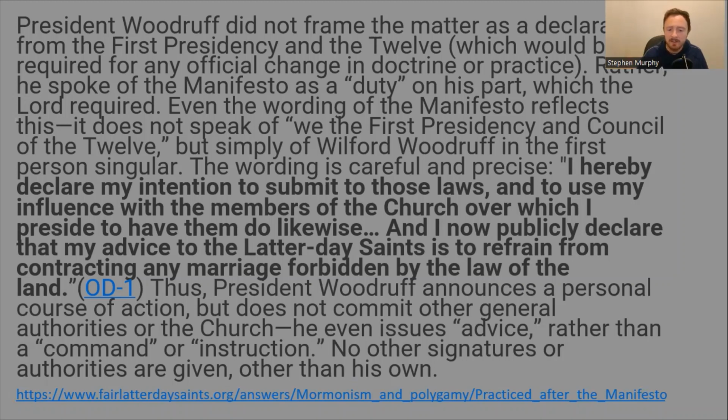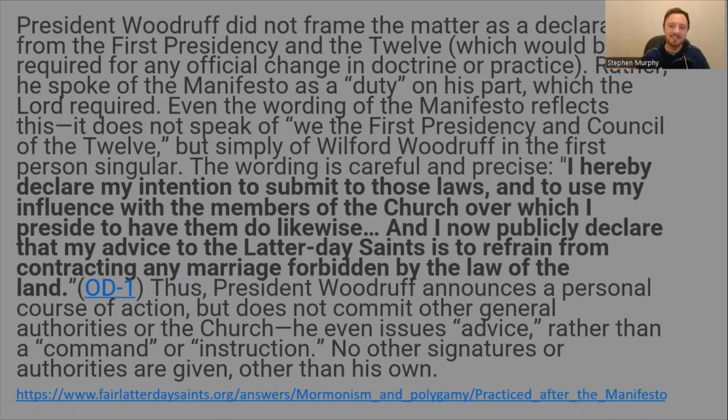And they say, thus, President Woodruff announces a personal course of action, but does not commit other general authorities of the church. He even issues advice rather than a command or instruction. No other signatures or authorities are given other than his own. And perhaps this is why some of the members and church leaders continued to practice polygamy after the 1890 manifesto, because they didn't see it as a strict commandment that we're definitely stopping.